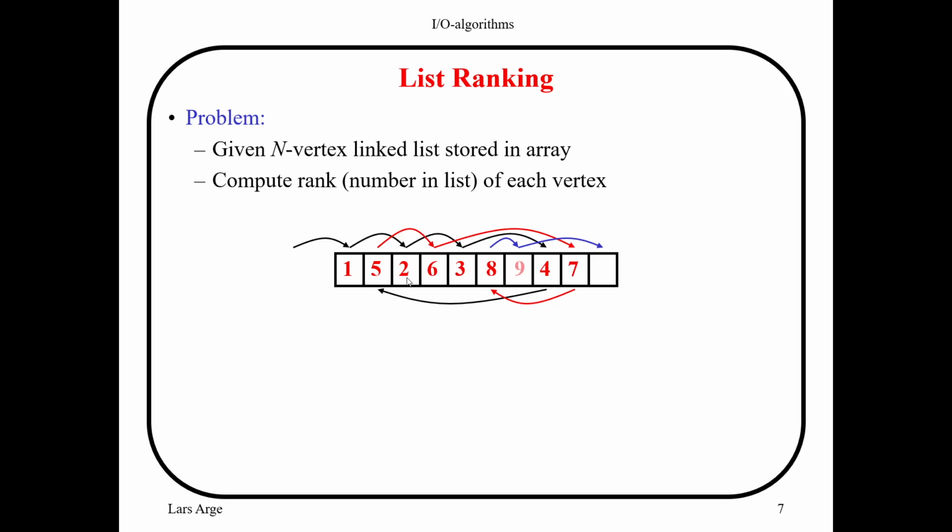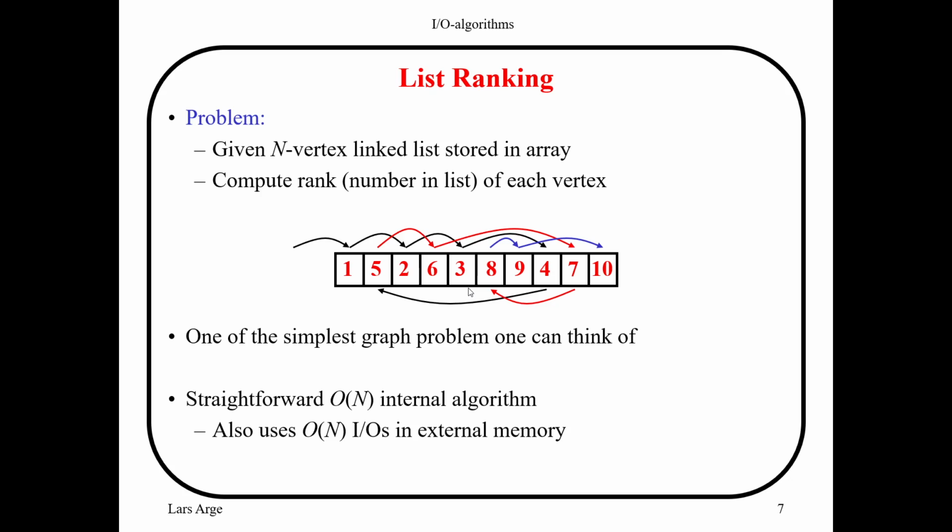Obviously this linked list is not stored in a sorted order, because if it was, then it would be an easy problem. So another way of saying this is that we would like to sort the linked list, but of course the problem is that if I just look at an element of the linked list, we have no idea what its rank is, because its position on the disk might not tell us anything. This problem is actually one of the simplest graph problems that you can think of, and in fact the techniques used for this problem can be generalized to solve other, more complicated graph problems as well.